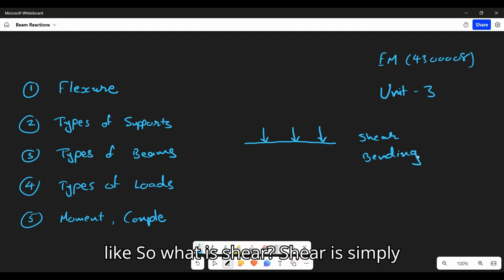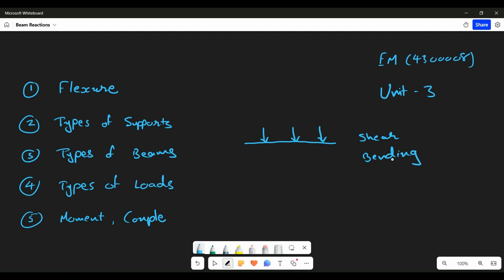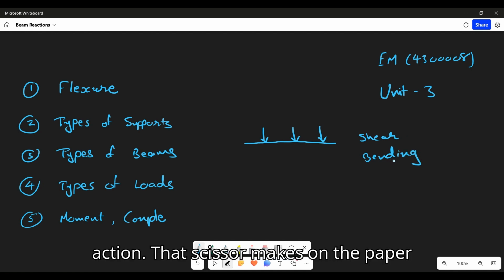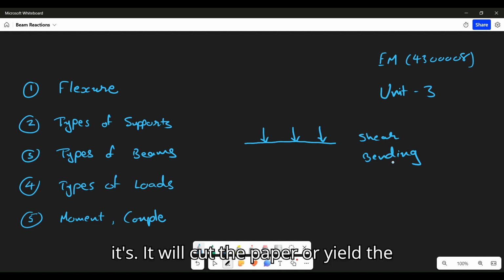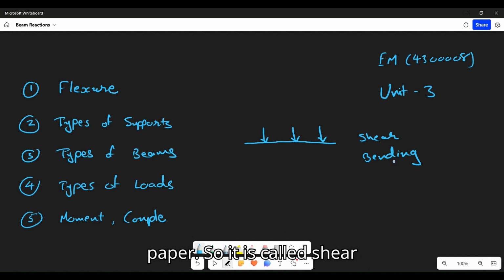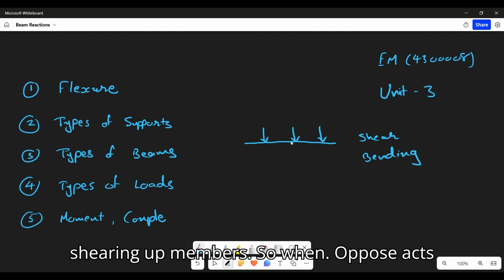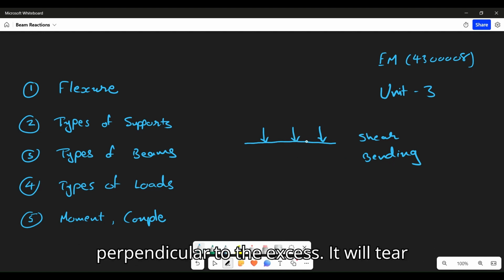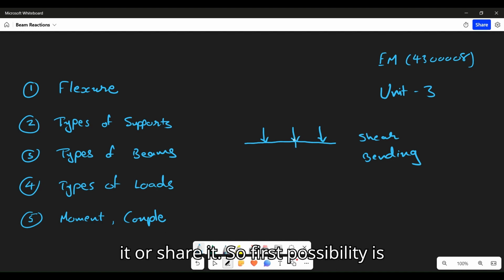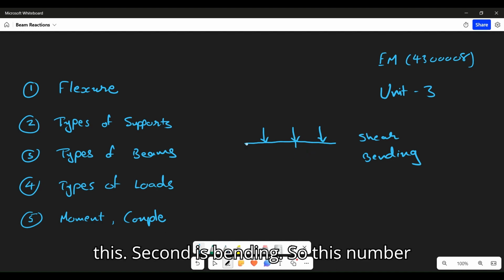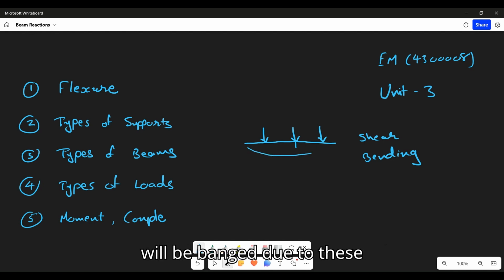So what is shear? Shear is simply the action that a scissor makes on paper, right? So it will cut the paper or tear the paper. So it is called shear, shearing a member. So when a force acts perpendicular to the axis, it will tear it or shear it. So the first possibility is this. Second is bending. So this member will be bent due to these loads.